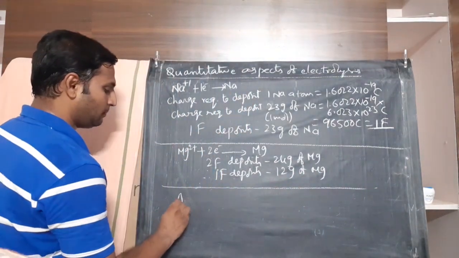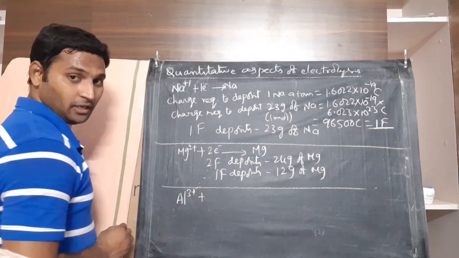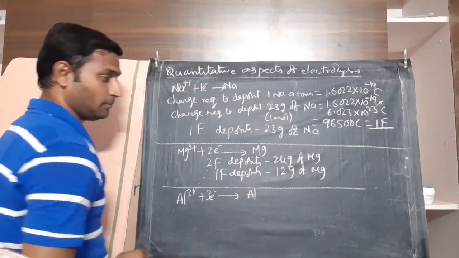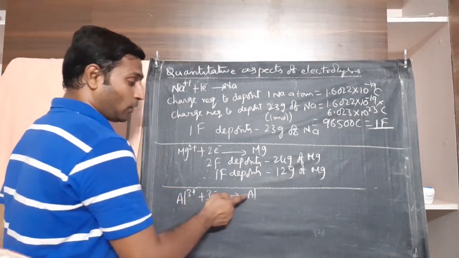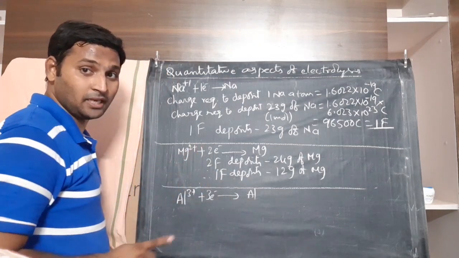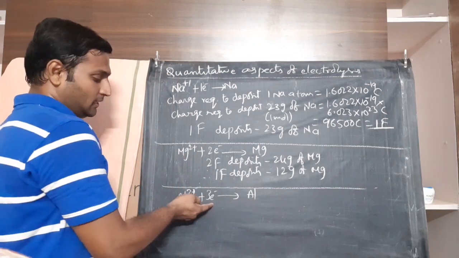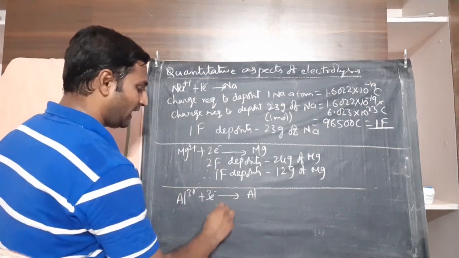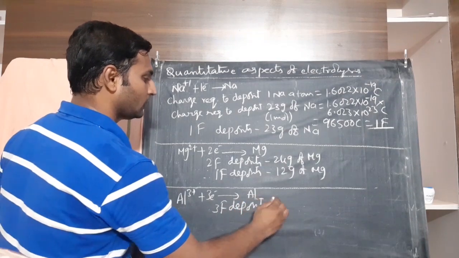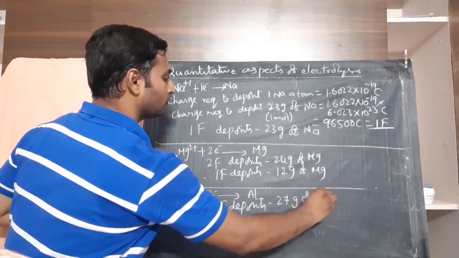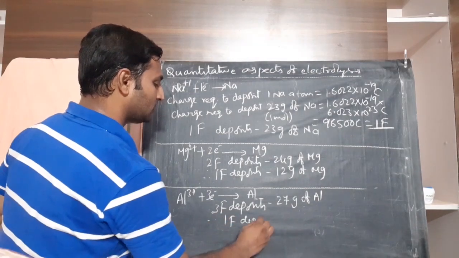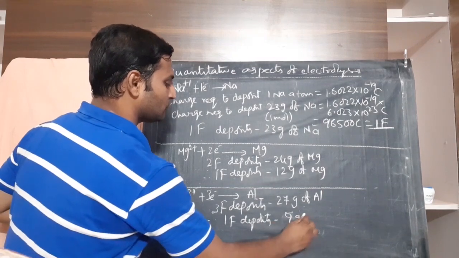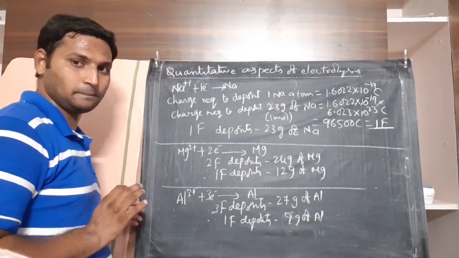Next, let me take aluminium. Aluminium is trivalent, exists as Al3 plus, so needs to gain 3 electrons and form aluminium. Now tell me, how many Faraday are required to deposit exactly 27 grams of aluminium, which is 1 mole? You are right, 3 Faraday, because 3 moles of electrons are required for 1 mole of aluminium. So 3 Faraday deposits 27 grams of aluminium. Therefore, 1 Faraday deposits, you are right, 9 grams of aluminium.